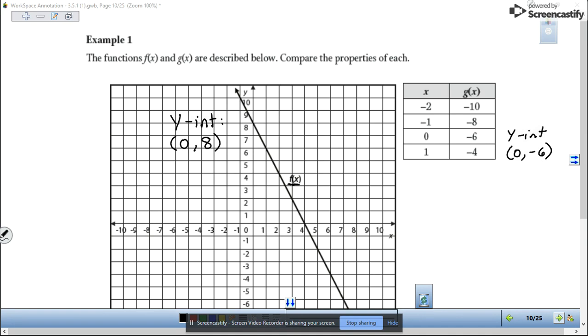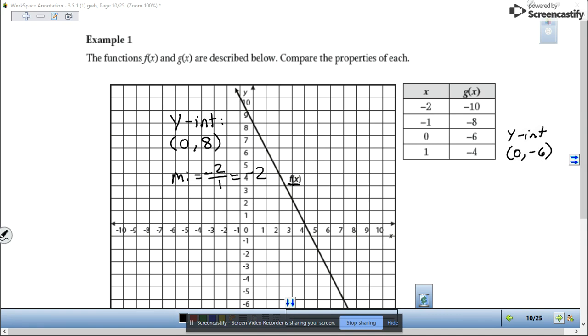So the next thing I want to look at is what's my rate of change, so my slope. Well, it's a graph, so we can count rise over run. I'm going down to the right 1, down to the right 1. So m is -2 over 1, which is just -2. Okay? Over here, I don't have that luxury. I don't have that ability.